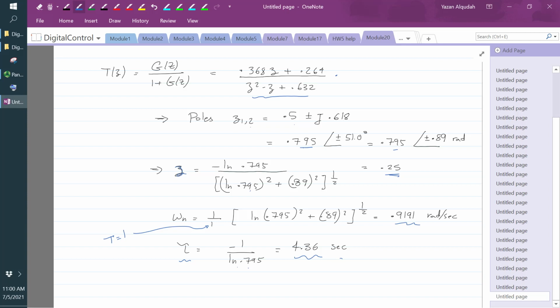We're going to be continuing next module. We're going to be calculating the expressions for the steady state errors. Thank you, everybody.